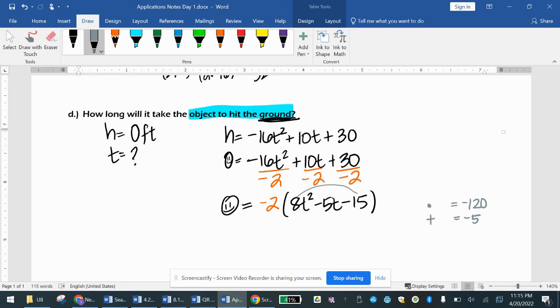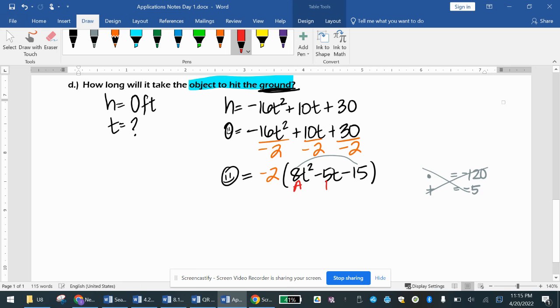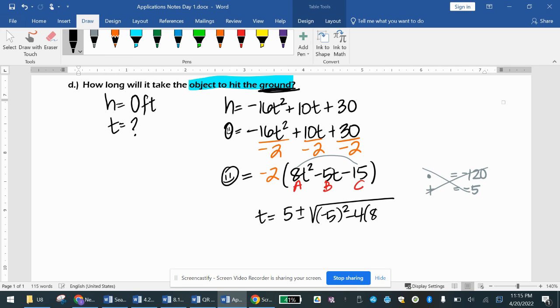Desafortunadamente, unfortunately, this is not possible. So this means we have to use the quadratic formula. So here's A, B, and C. Okay. So para la fórmula, we usually start with x equals the opposite of b, but we don't have an x. So t equals the opposite of b. So el opuesto de negativo 5 es positivo 5 plus or minus the square root of b squared minus 4ac all divided by 2a.